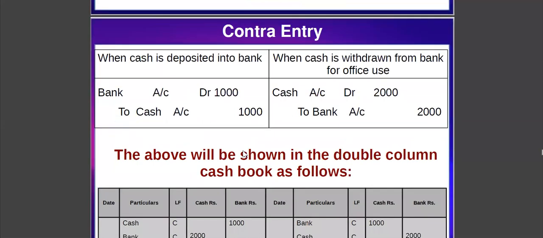Contra entry. When cash is deposited into bank, bank account debit to cash account. When cash is withdrawn from bank for office use, this office use is a very important point. For personal use we do not use cash; for example, we have to use drawings. So you have to note this office use very carefully. Cash account debit to bank account is just the opposite of deposit.